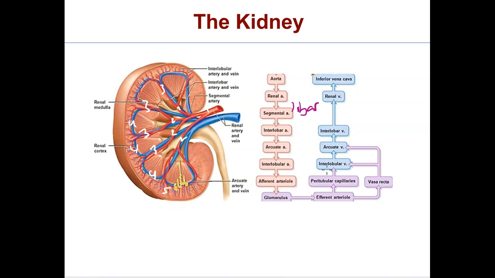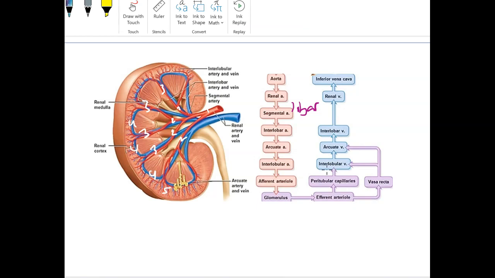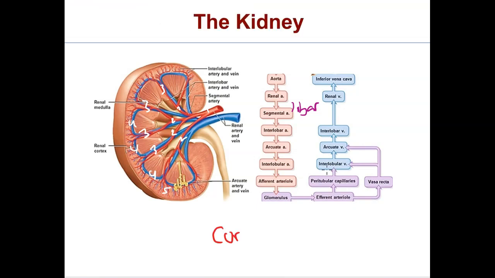Now, there's a couple different names for these. So you can call them the interlobular, or some books call them the cortical radiate arteries. Cortical radiate because they're radiating into the cortex. I always learned these as lobar, interlobar, and then arcuate and interlobular. And honestly, the way I remembered it was the words got longer as I got further away from the renal artery. So I have the renal artery, the lobar, the interlobar. You just memorize the arcuate is the arch, and then interlobular.